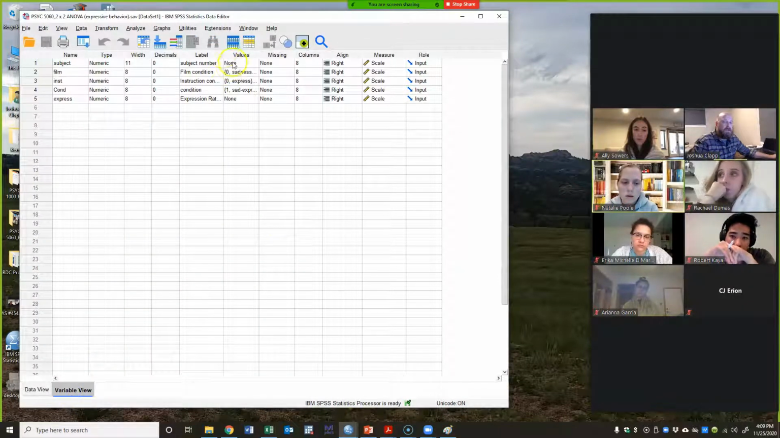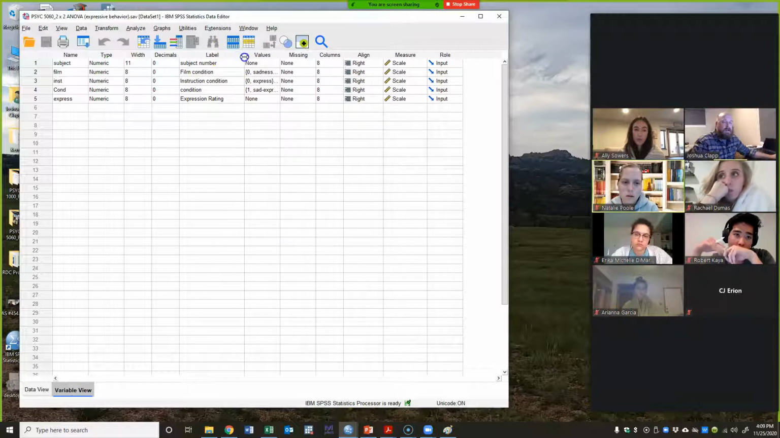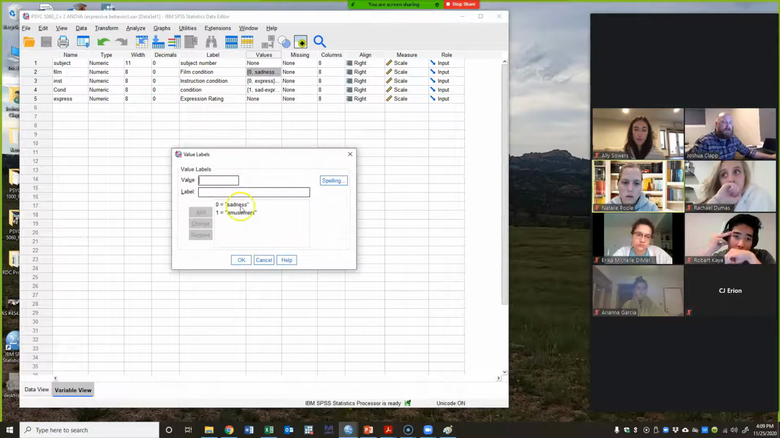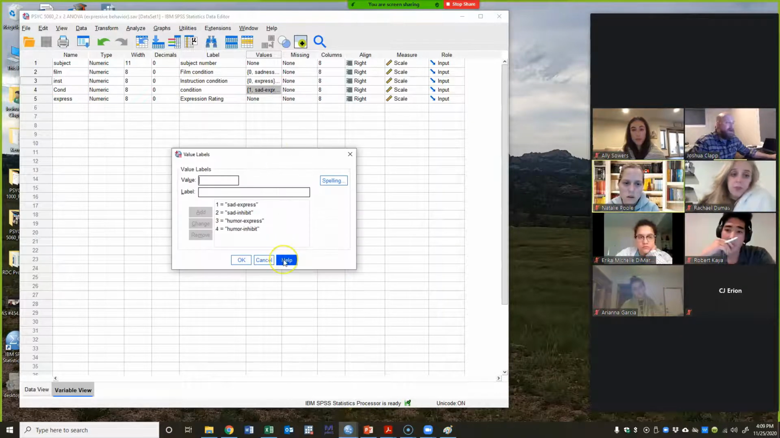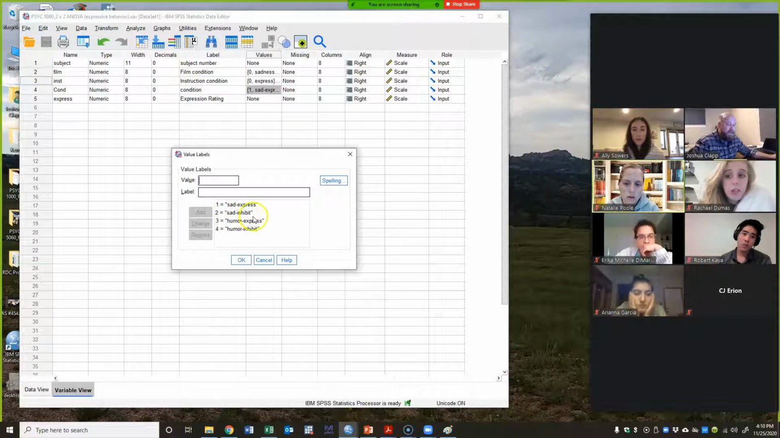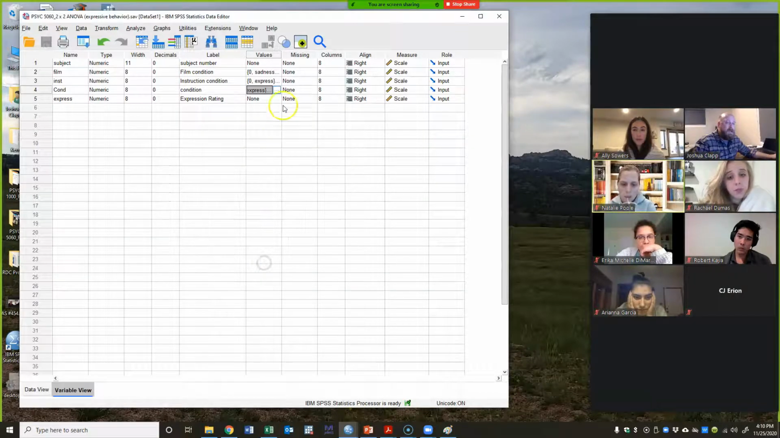If I go down through and look at this, we can see my film condition. 0 is the sad film, 1 is the amusement film. I've got my express condition. 0 is express, 1 is inhibit. And then I've got this condition variable, which I've already pre-made. It just corresponds to my different cells: sadness express, sadness inhibit, humor express, and humor inhibit. These are the 4 cells in my design. And then here are my global expression ratings.